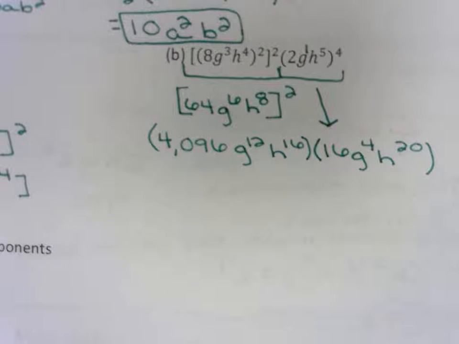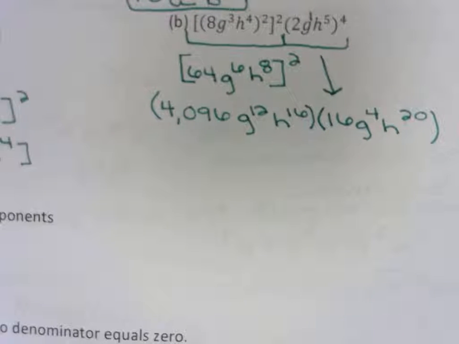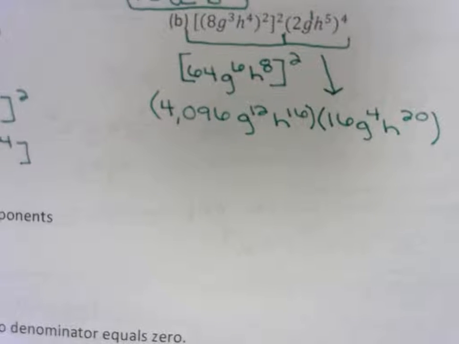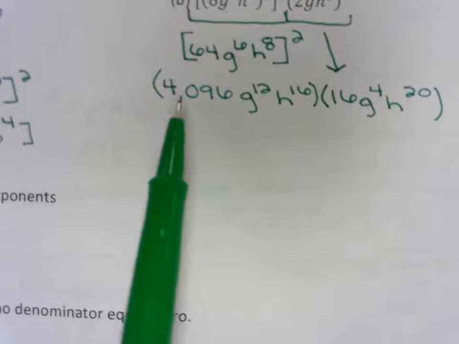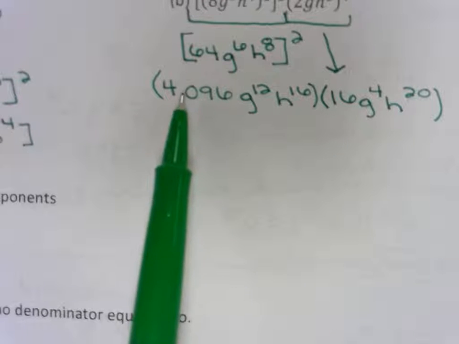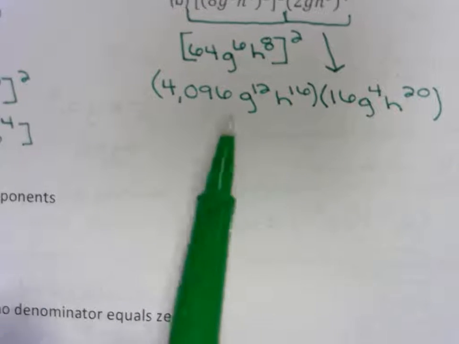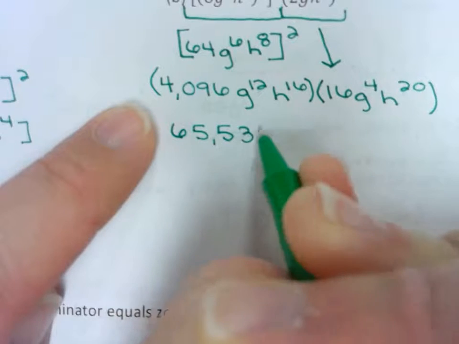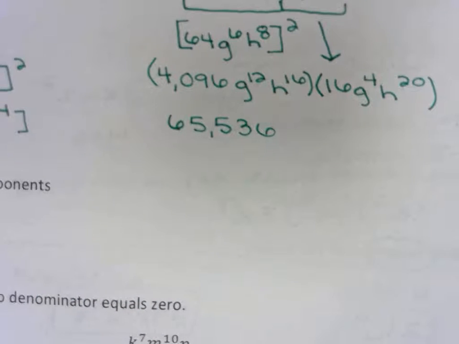Now, is this simplified? Remember those 3 things. Is this simplified? No, obviously. Why not? There's more than one variable. g shows up twice, h shows up twice. There's also 2 whole numbers. Now, what operation is happening between these 2 parentheses? Multiplication. So do multiplication. On your calculator, what is 4,096 times 16? Whole numbers you treat like normal. It's 65,536. I multiply my whole numbers like normal. We don't stress out unless they're exponents, then we have to do something different.